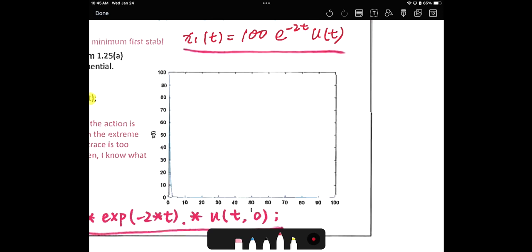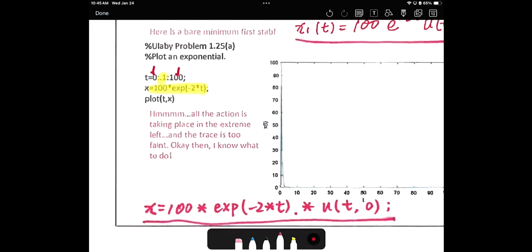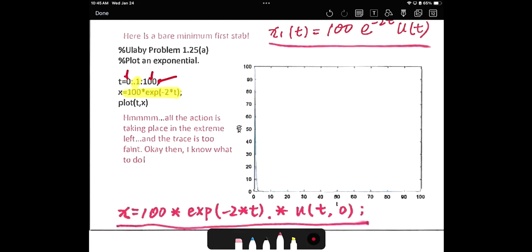The modifications can be done on the range. So in order to get a clear image, we can reduce the time. Don't plot from 0 to 100. How about displaying from 0 to 10 seconds? So you can get a clear image.